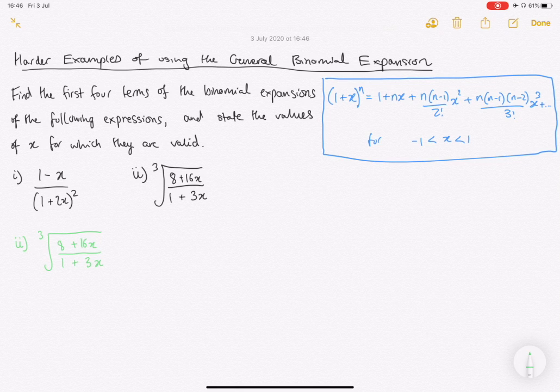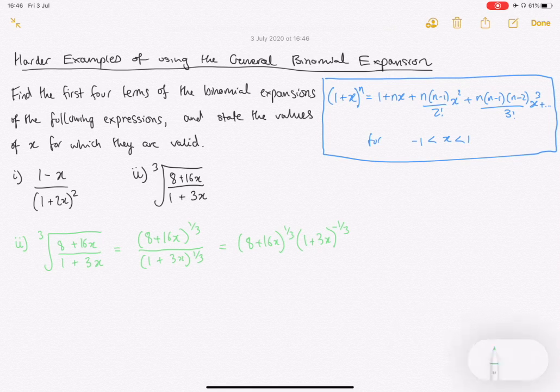plus 3x. So firstly, let's realize that this is the same as saying 8 plus 16x all to the third divided by 1 plus 3x all to the third, which again is equal to 8 plus 16x to the third, and then 1 plus 3x to the minus third.